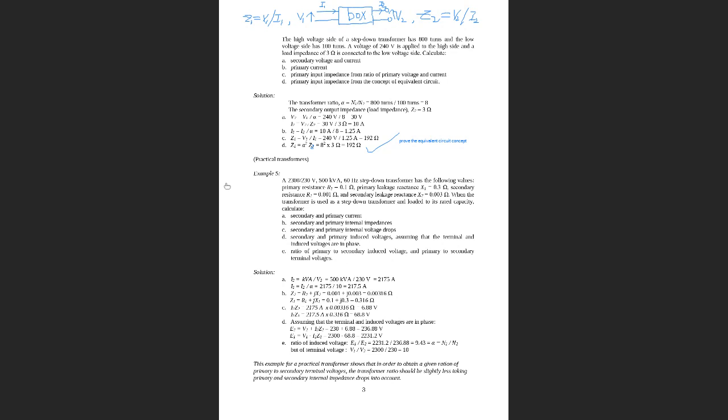Okay, now example 5. A 2300 over 230 volts transformer, which represents the transformation ratio. 500 kVA, which represents the design or rating power. 60 Hz step-down transformer, step down, high primary, lower secondary. It has the following values. Primary resistance. This is the coil's resistance.